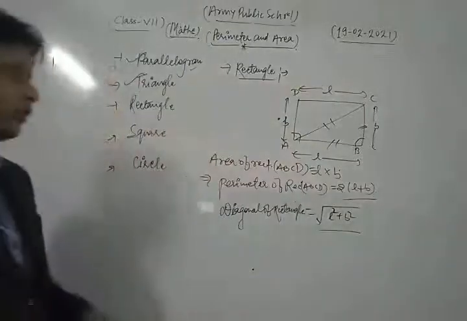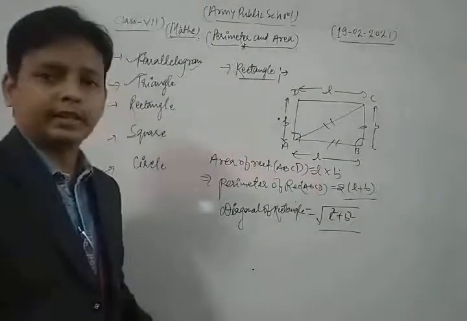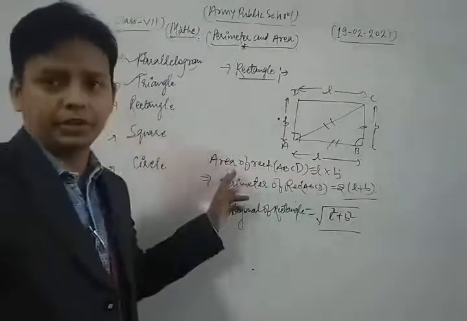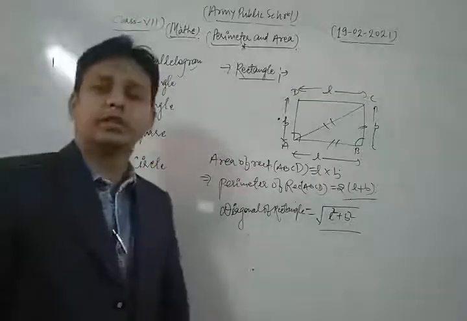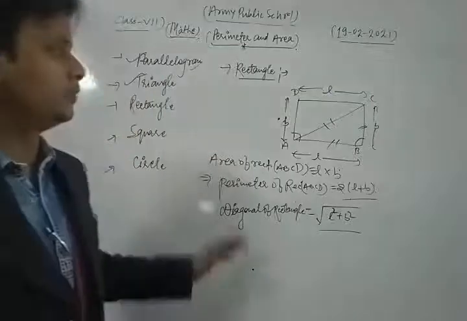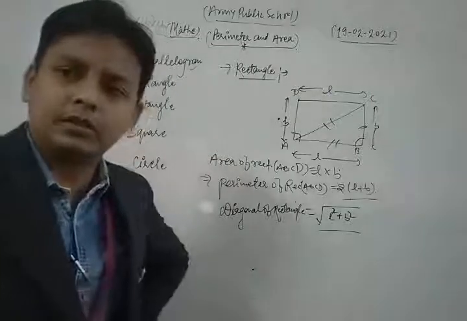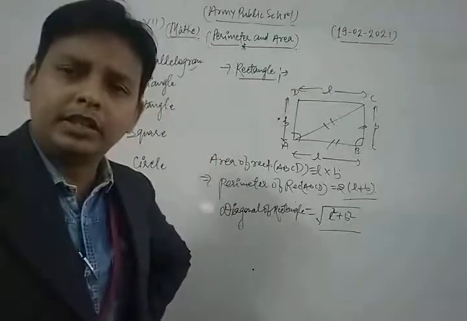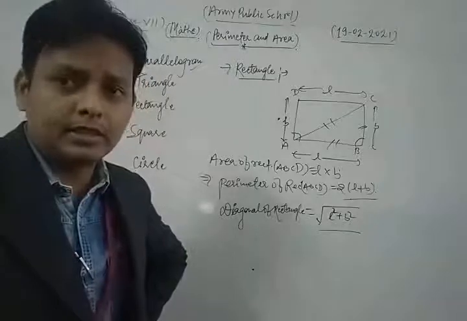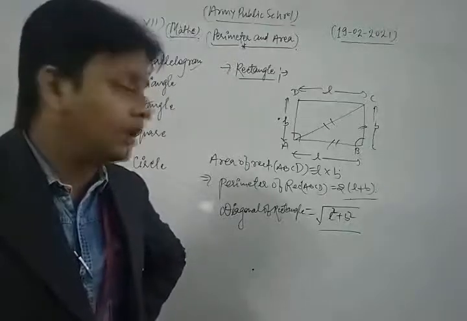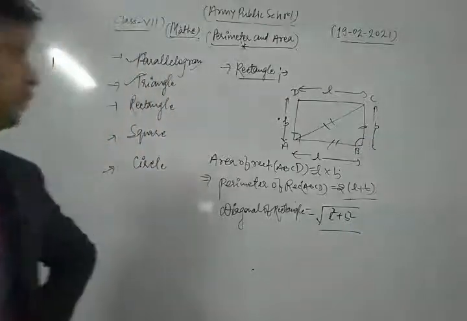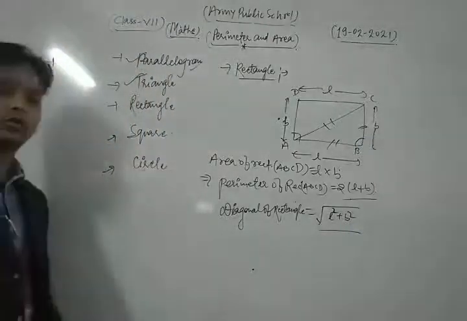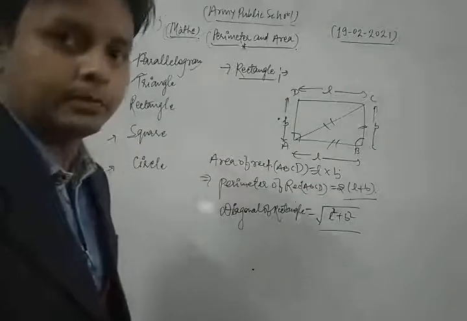There are three important formulas related to rectangle. First is area of rectangle. Second is perimeter of rectangle. Third is diagonal of the rectangle. Using that concept, dear friends, you can solve each and every question of your NCERT exercise based on these topics. Now we are going to discuss the next topic of that chapter, which is square.